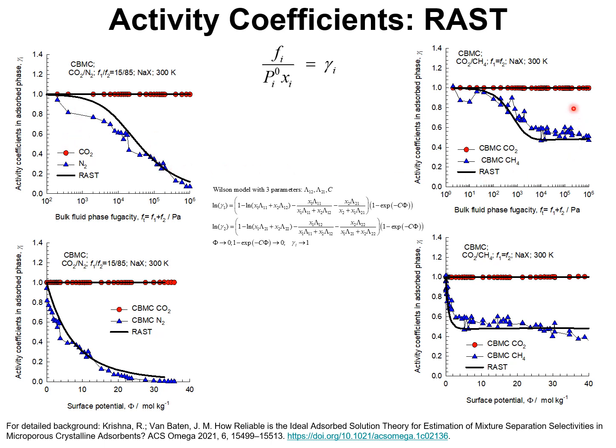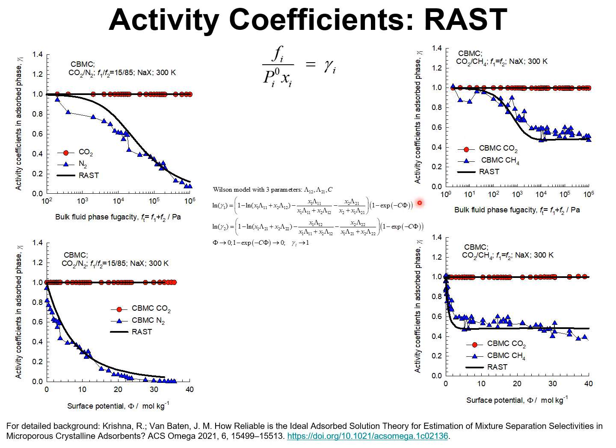The same is true for CO2 methane mixtures, in which the partial fugacities in the bulk fluid phase are maintained to be the same as one another. In other words, the mole fraction of CO2 in the bulk fluid phase is 0.5. We see again that at vanishingly low values of the bulk fugacity, the activity coefficients of both components are tending to unity.